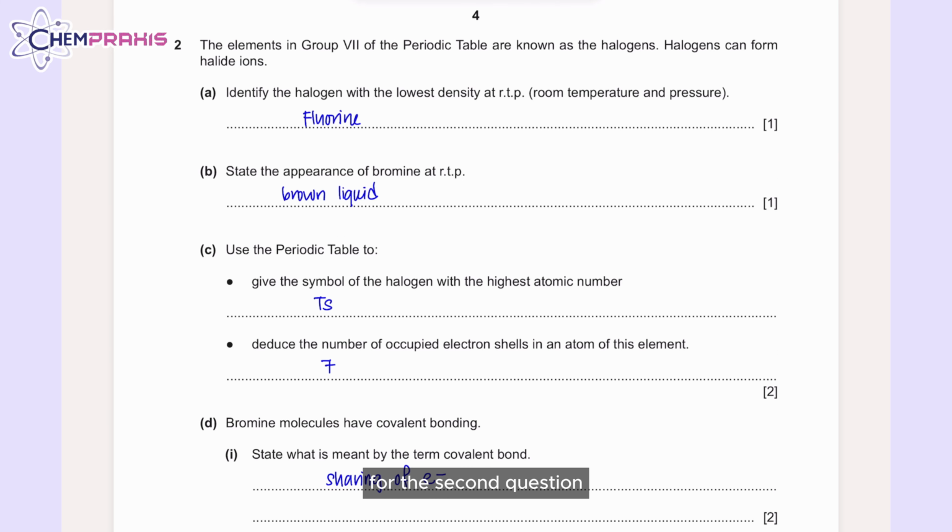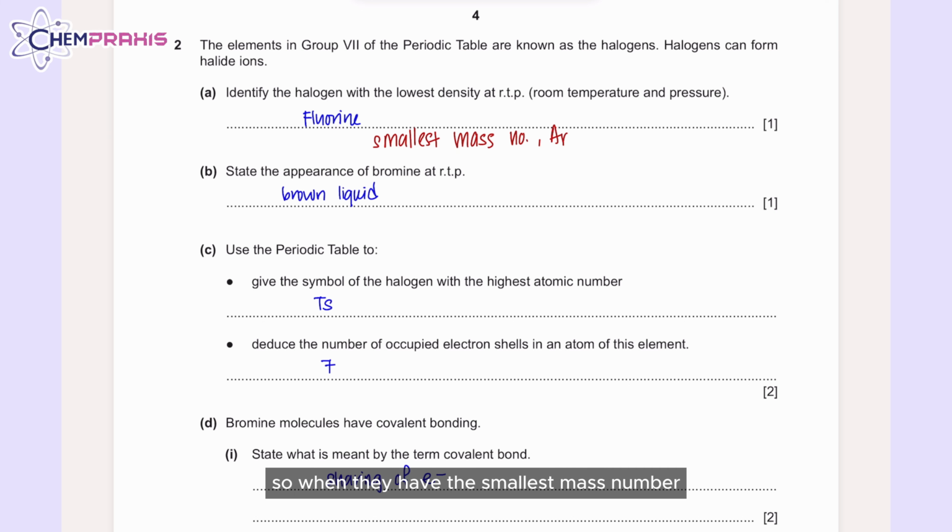For the second question, the elements in group 7 of the periodic table are known as the halogens. Halogens can form halide ions. Identify the halogen with the lowest density at room temperature and pressure. We choose fluorine because fluorine has the smallest mass number or smallest relative atomic mass. When they have the smallest mass number, usually they will have the lowest density, since density's formula is mass over volume. And state the appearance of bromine at room temperature and pressure. Usually bromine is a brown liquid.